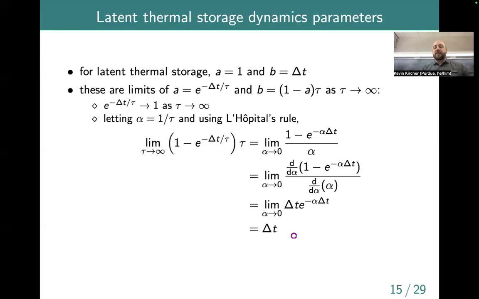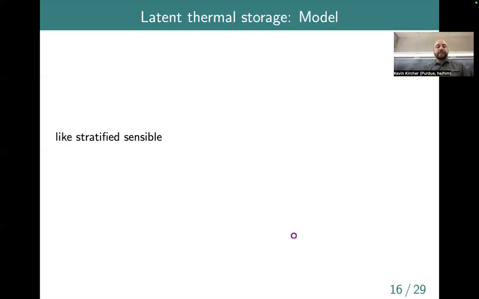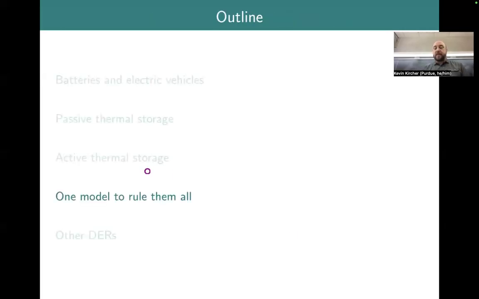So nothing too hard there, just kind of convincing you that there's a relationship between the imperfect models that have self-dissipation and the model that has no self-dissipation. All right, and then the whole model, all the details basically look exactly the same as stratified sensible for the latent case.